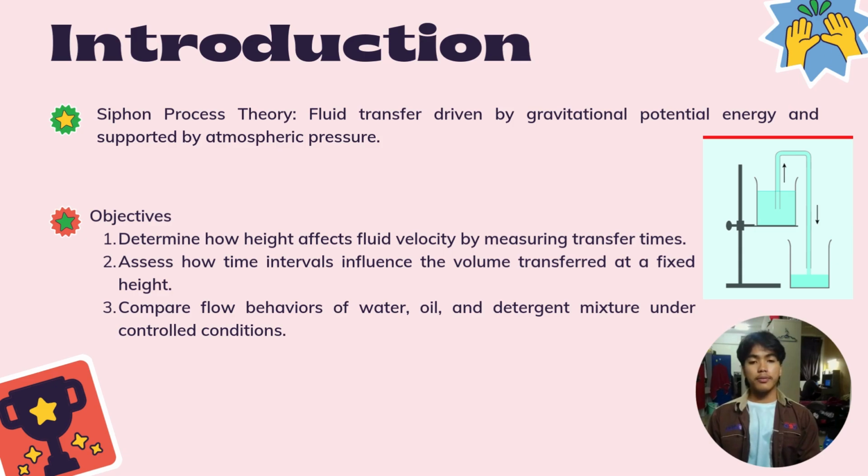So in this experiment, we have three objectives. First, to determine how height affects fluid velocity by measuring transfer times. Second, to assess how time interval influences the volume transfer at a fixed height, which is 25 centimeter. And lastly, to compare the behavior of water, oil, and detergent mixture, which are the different densities of liquid, under controlled conditions. That's all from me. Thank you.